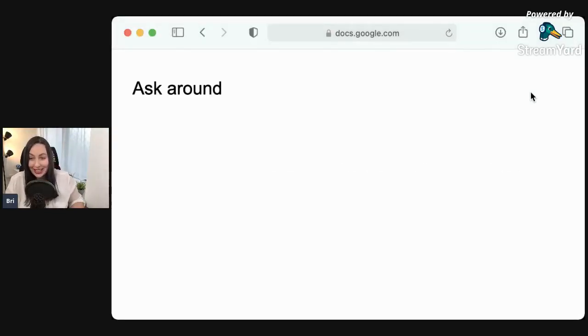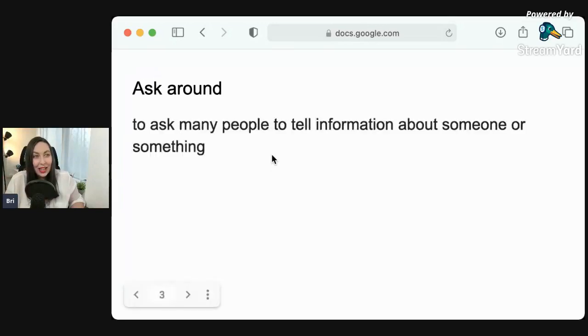So the first one is ask around. Ask around. Does anyone know what ask around means? Have you heard of this one before? Oh, very good. We use this one quite a lot in American English, at least. It means to ask many people to tell information about someone or something. So if you want to get some information, you might ask around. Around is like going to many different people and asking them to tell you information.